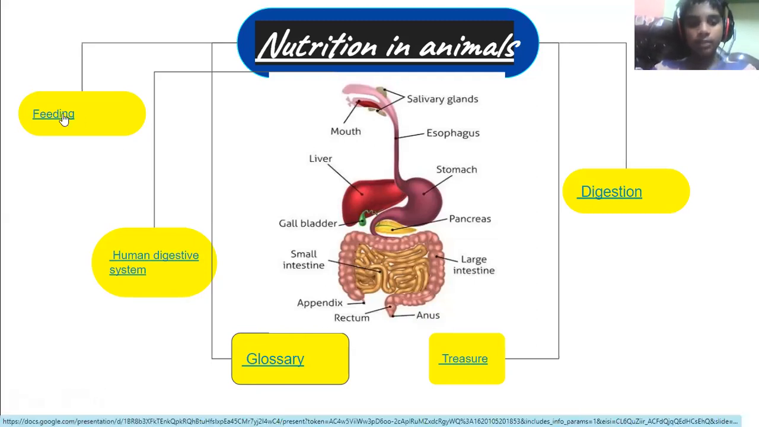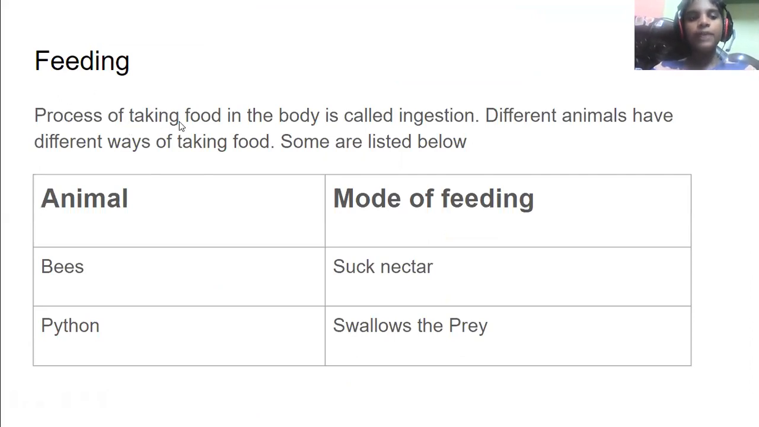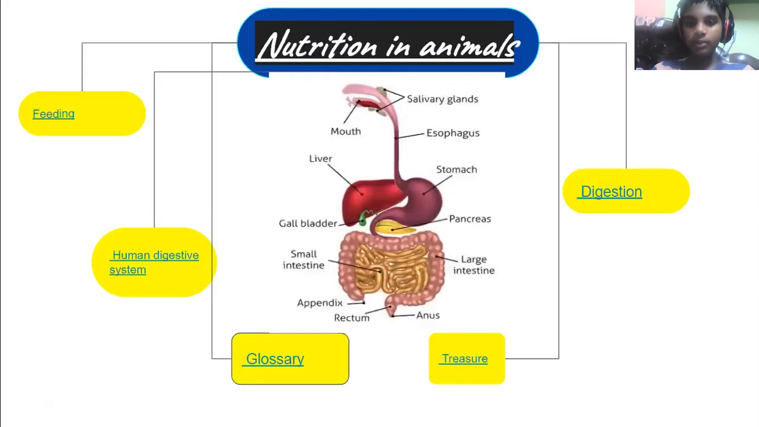First topic, feeding. The process of taking food into the body is called ingestion. Different animals have different ways of taking food. Some are listed below. We take food into our mouth. That is called ingestion. That is also called feeding. Bees suck nectar, a python swallows the prey, and humans normally take the food into their mouth.